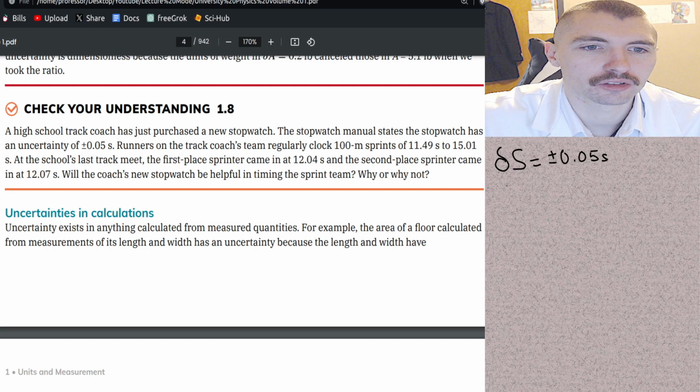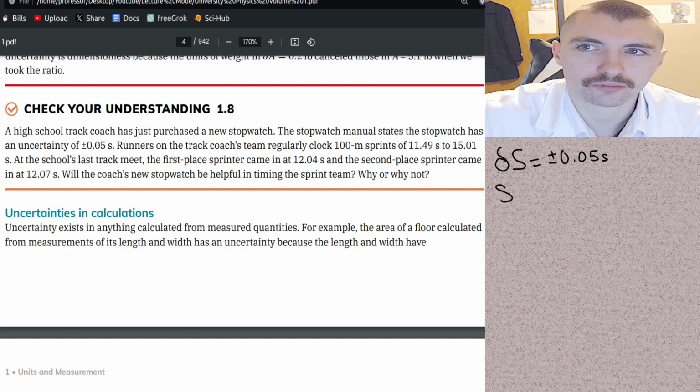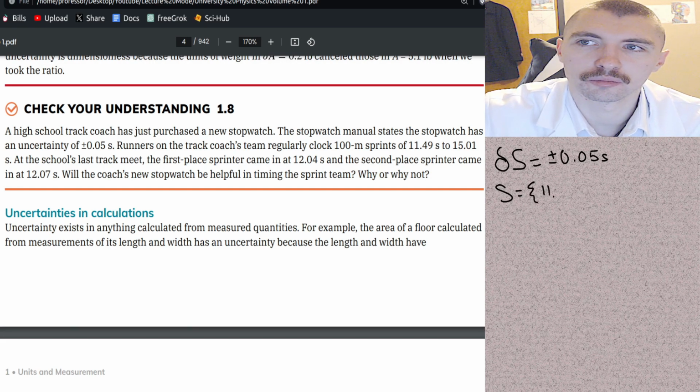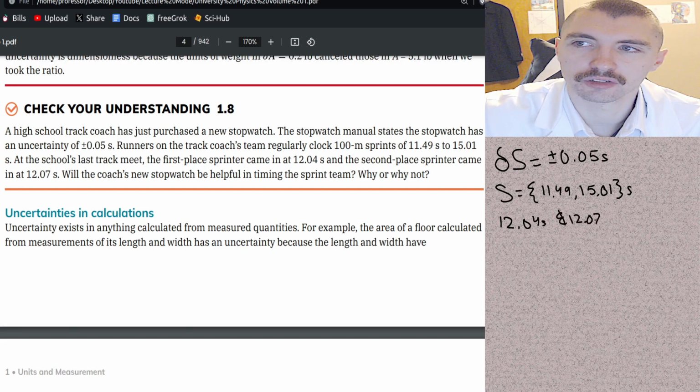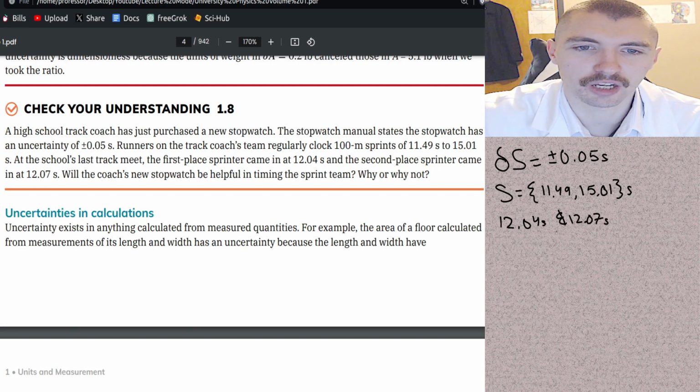Runners on the track coach's team regularly clock 100-meter sprints. So our measurements are 11.49 seconds. At the school's last track meet, the first place sprinter came in at 12. So we get this additional data, 12.4 seconds and 12.0 seconds. Will the coach's new stopwatch be helpful in timing the sprint? Why or why not?